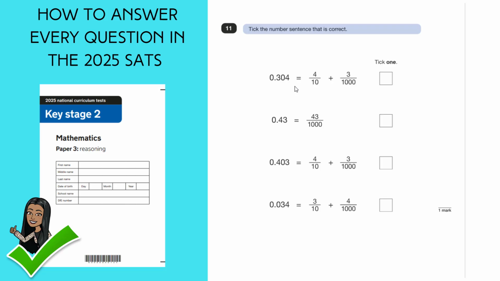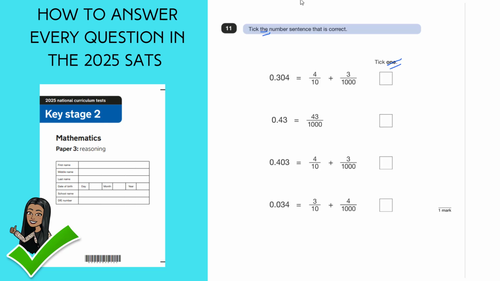Question 11, tick the number sentence that is correct. So there are 4 number sentences, and it says 1, we are just looking for one of these that are correct. So we're going to go through each one and evaluate them. Now you can see here a variety of fractions with denominators 10 and 1,000. There are a couple of ways you could do this. You could either convert these to decimals, then add them up, or you could convert these fractions so that they're all out of 1,000, add them, then change it to a decimal.